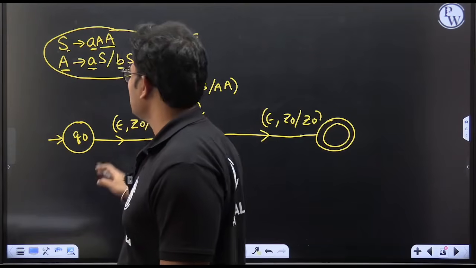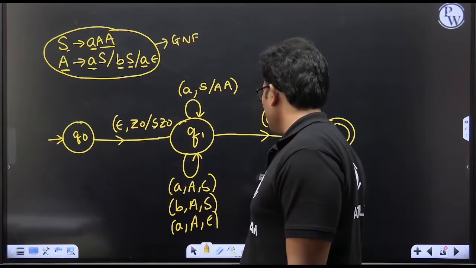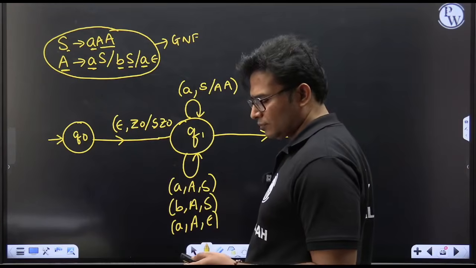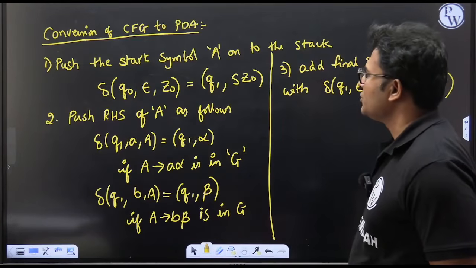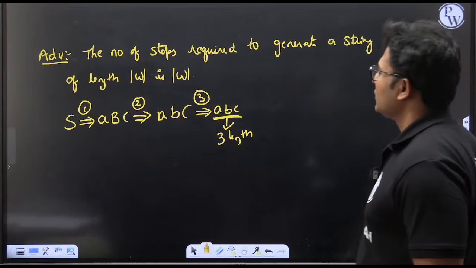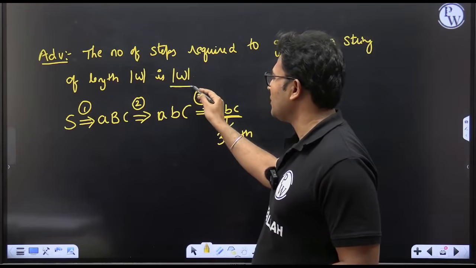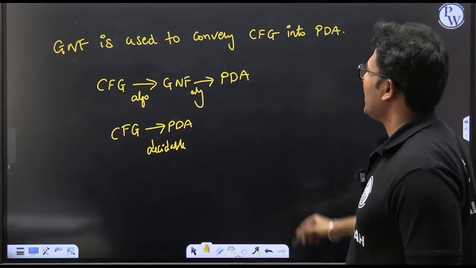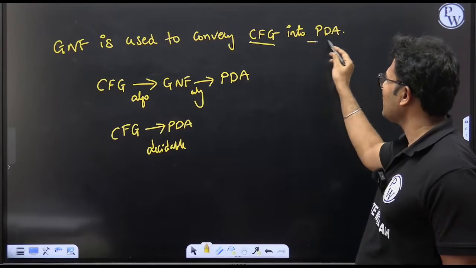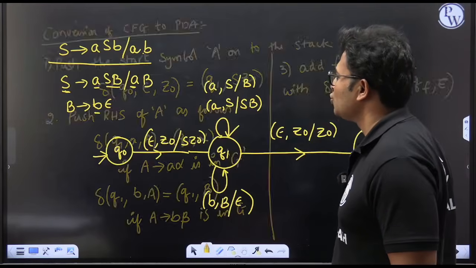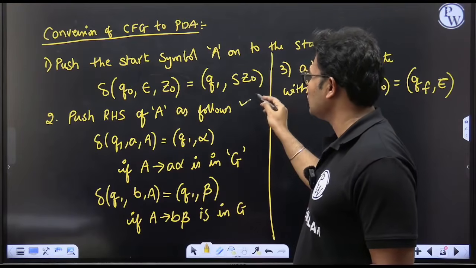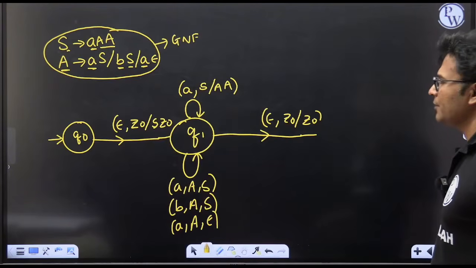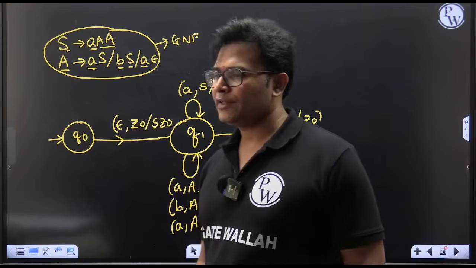Okay? So this is all about GNF. What is the important thing about GNF? In GNF, if you have to generate a string of length w, the length of the derivation will be length w. And GNF is used to convert context-free grammar into pushdown automata. Then we have seen two examples. This is the algorithm. You might not be able to understand it, but with examples, I think I made it clear.